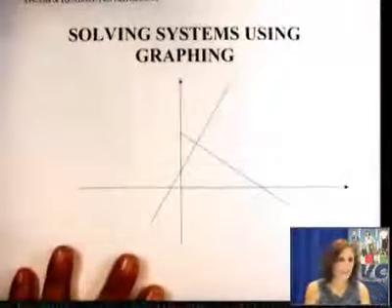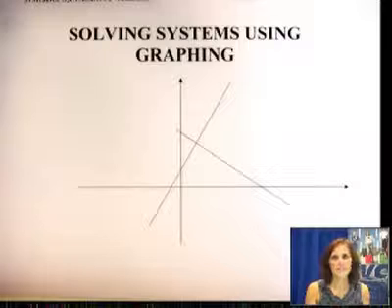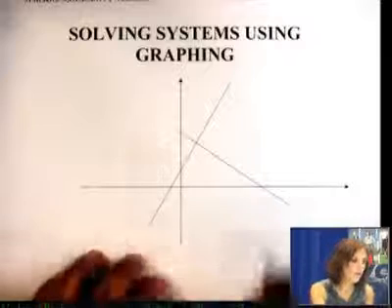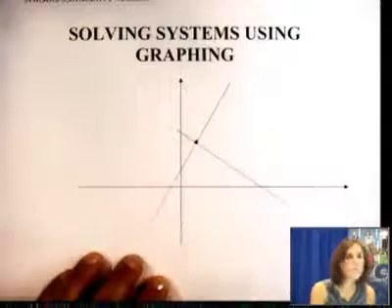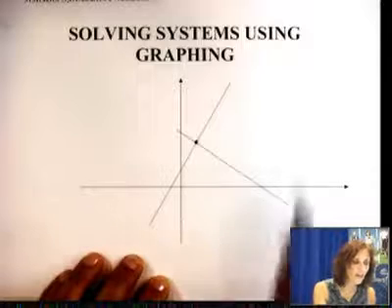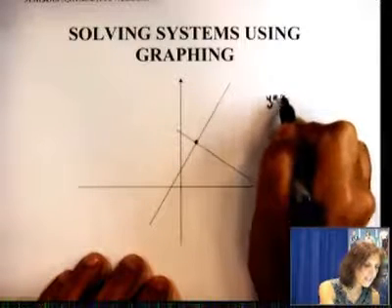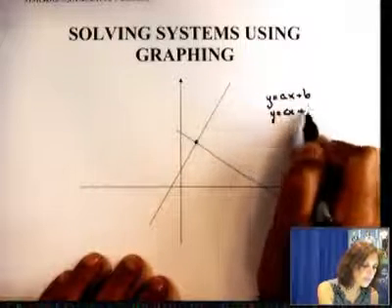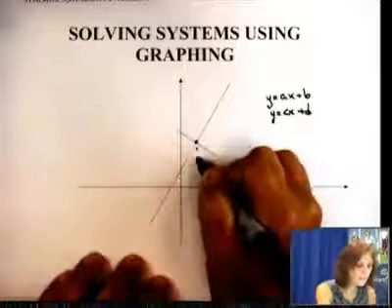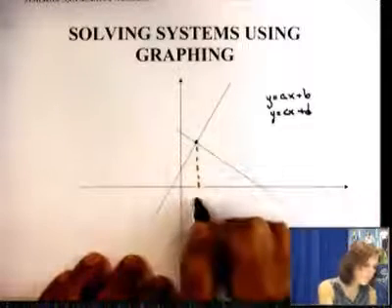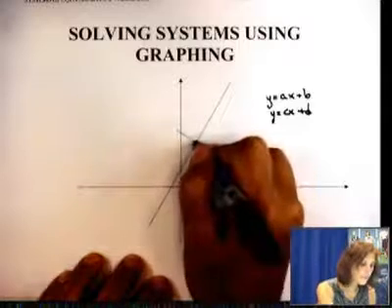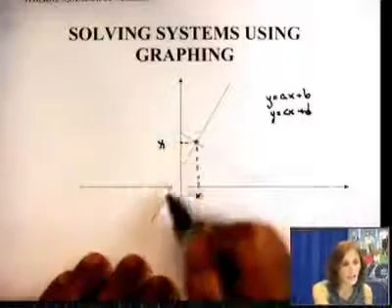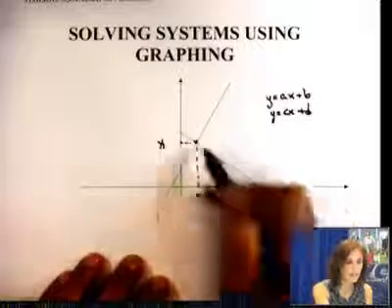Okay. If we want to solve a system of equations using a graph, this is what you're looking for. What you're looking for is the intersection point of the two lines. Because if you have a set of equations, such as y equals ax plus b, and then y equals cx plus d, this point is going to have an x-coordinate. Let's call it x1. And this point is going to have a y-coordinate, which is y1. And guess what? This line contains that point, and this line contains that point.